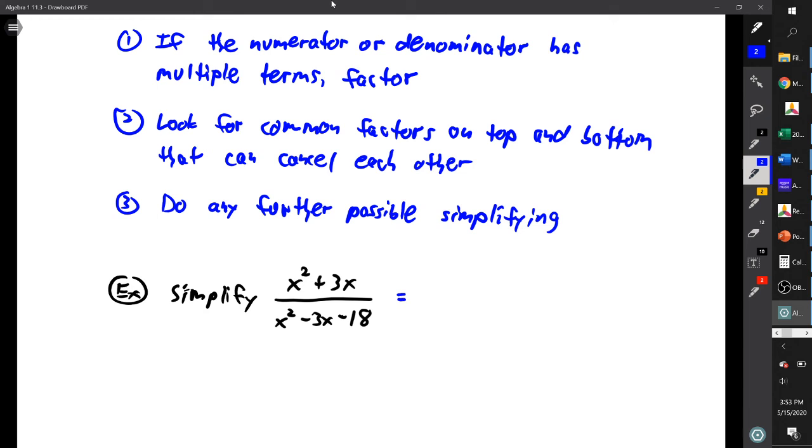On top, I have two chunks, and the first thing I check when I have two terms is whether there is a greatest common factor that I can pull out. They both have x in common, so I can factor out an x. The x squared divided by this x leaves me with x, and my plus 3x divided by this x leaves me with plus 3. I can always check by re-multiplying: x times x is x squared, and x times 3 gives us that plus 3x.